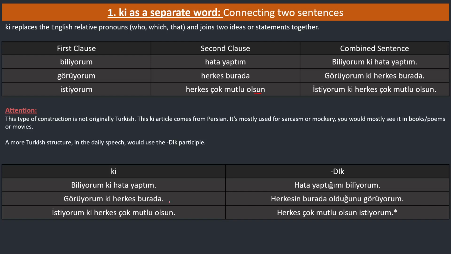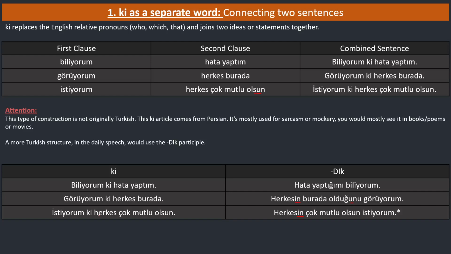Görüyorum ki herkes burada. Herkesin burada olduğunu görüyorum. These endings are important. And I think, yeah, we did a lesson on using dık. You can also find the notes in the folder. And last example, görüyorum, istiyorum ki herkes çok mutlu olsun. Herkes, oh, as you can see, even I made a typo. Mistakes are always made. So, herkesin, this was missing. Herkesin çok mutlu olmasını istiyorum.